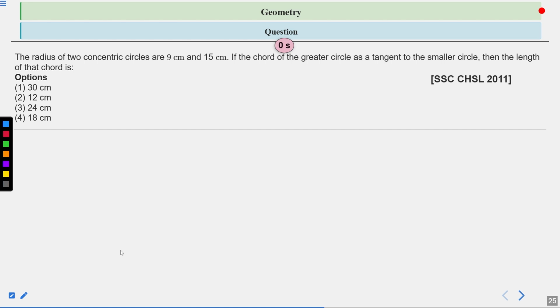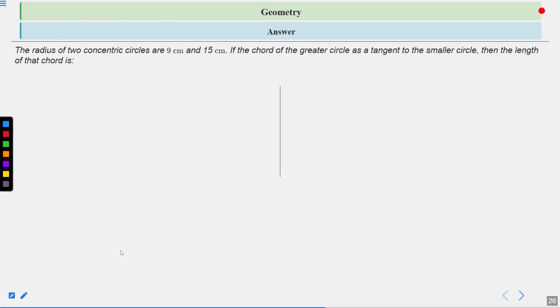Now time's up. Let's see the solution of this question. There are two concentric circles. Concentric circles means there is one center. From one center we have drawn two circles, and the radii of these two circles are given as 9 centimeter and 15 centimeter. The question says that if the chord of the greater circle is a tangent to the smaller circle, then what is the length of that chord? We can calculate it. The correct answer of this question is the third one, which is 24 centimeter.